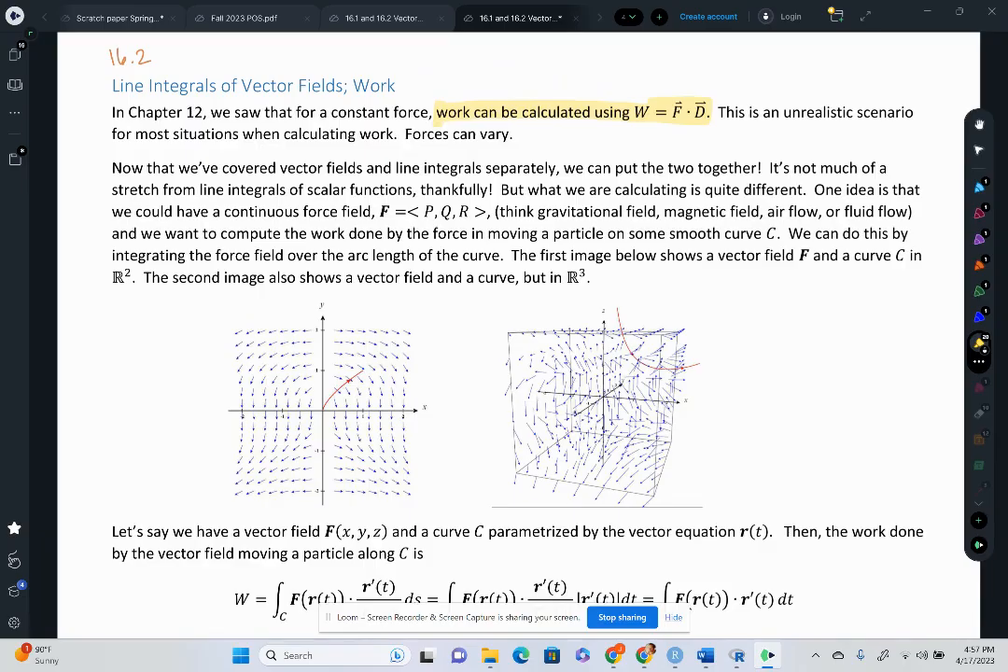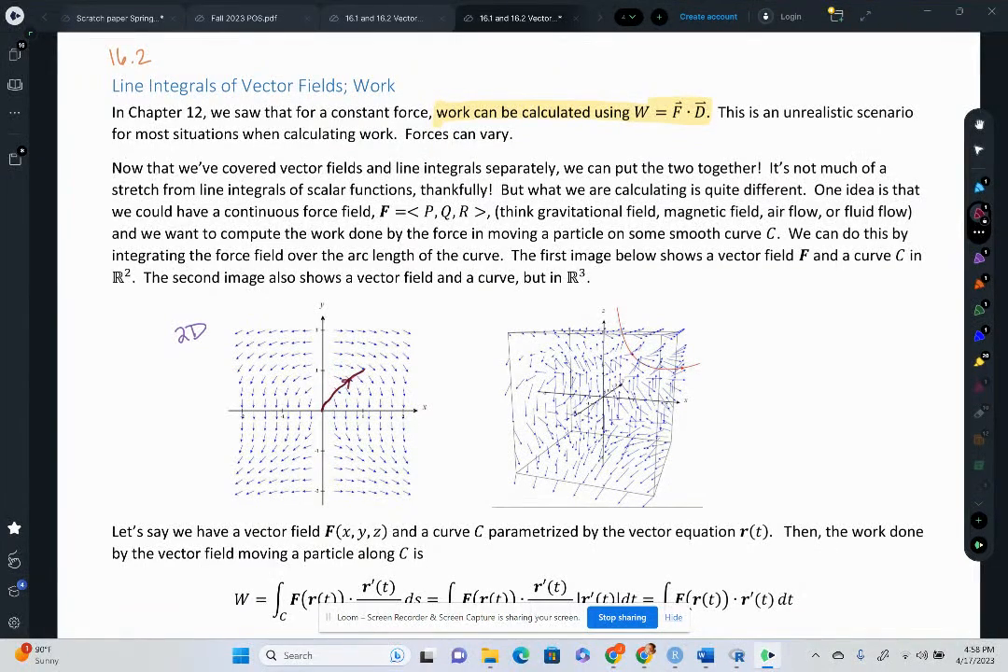So we've covered vector fields and line integrals both separately, but now we're going to put the two together. We've got some pictures down here to give you an idea of what that is. So in this first picture, it's 2D. We've got a vector field on our graph. And then this red line right here, I'll just emphasize it a bit. This red line here is a force vector that is moving through the vector field, okay?